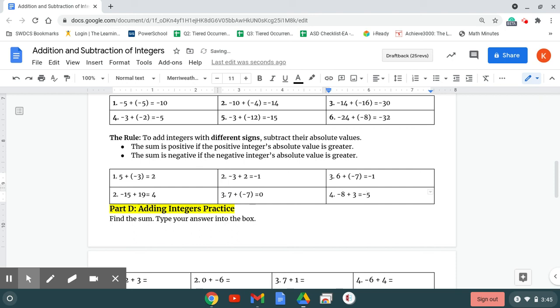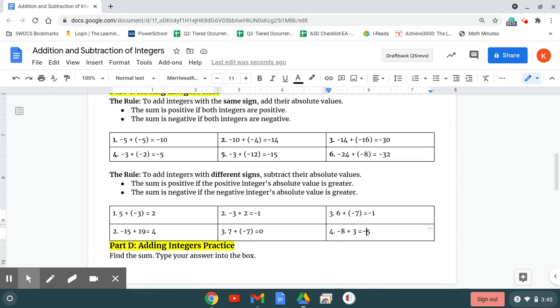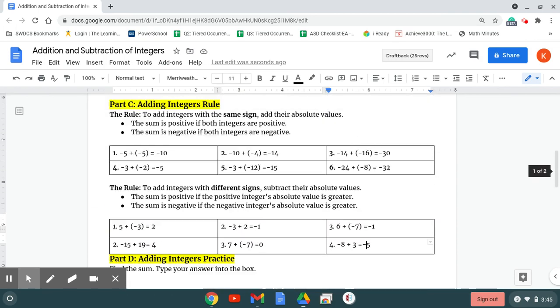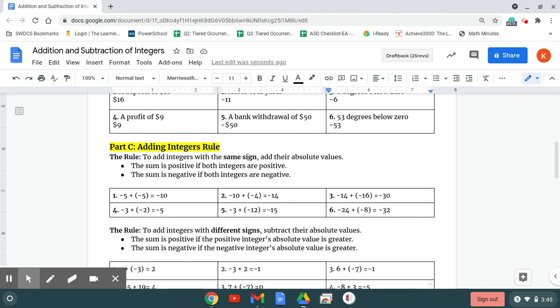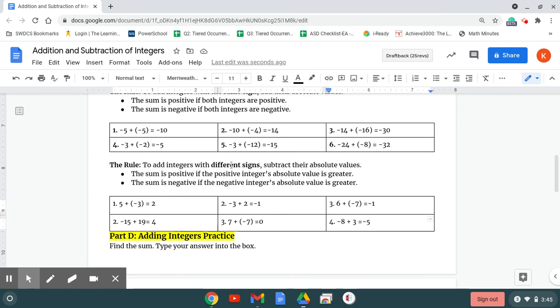Okay, after this, you are going to do a worksheet that works on adding integers. So what we just practiced up here is going to be what your worksheet is. Again, as a refresher, when you add integers with the same sign, you keep the sign and add. Same sign, keep the sign and add. When you have different signs, you subtract.